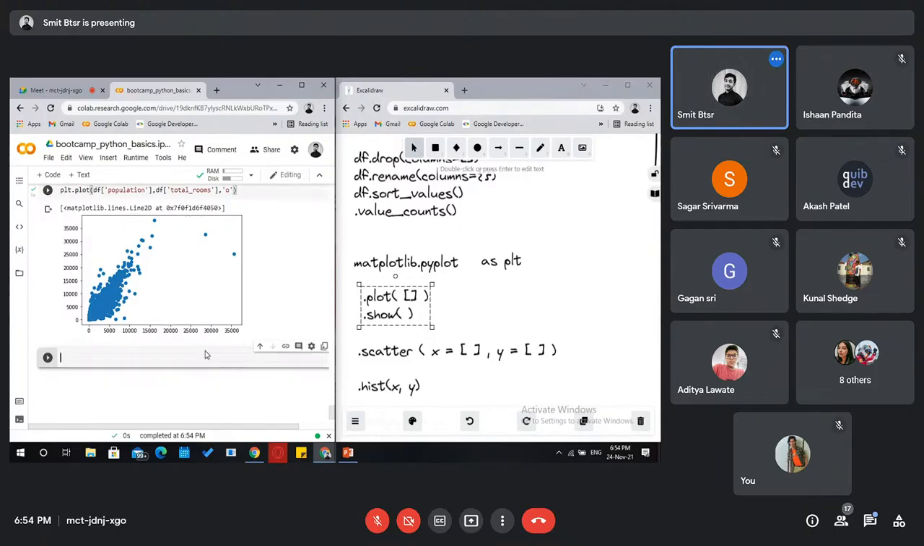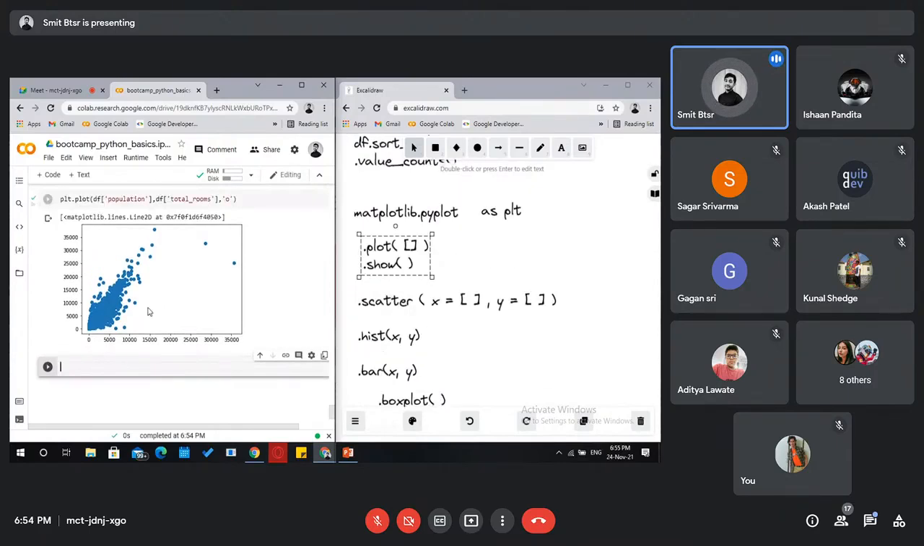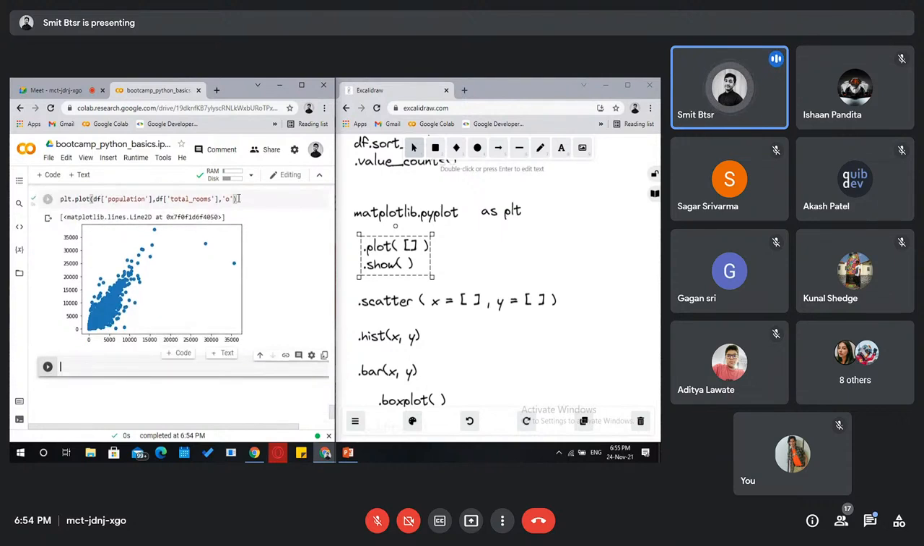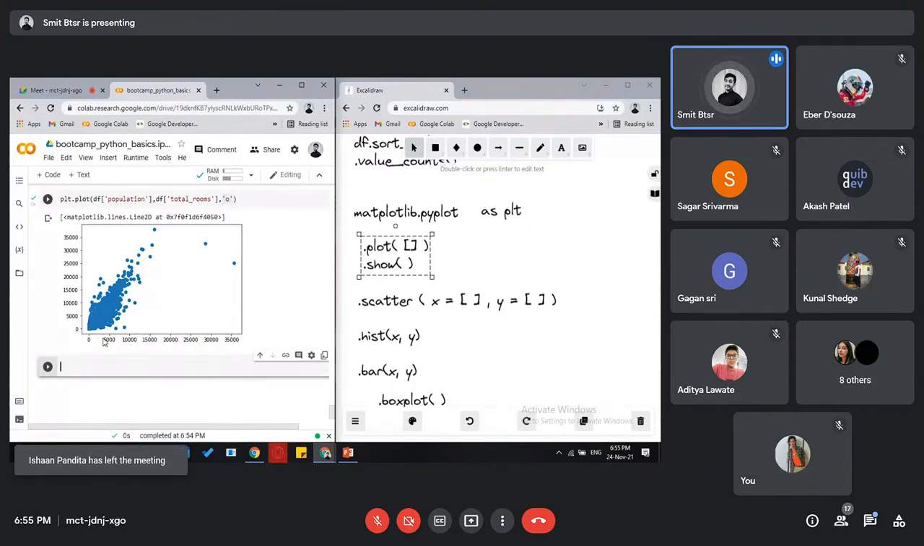Then we have a different kind of plot as well. This is similar to this dot plot. We passed this argument right here to mention that it should look like dots. This dotted graph has a different name as well. It is called a scatter graph, so it shows the scattering of the data. First we will see with one argument.